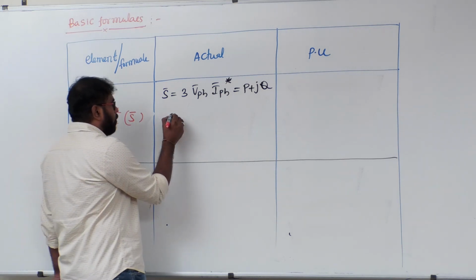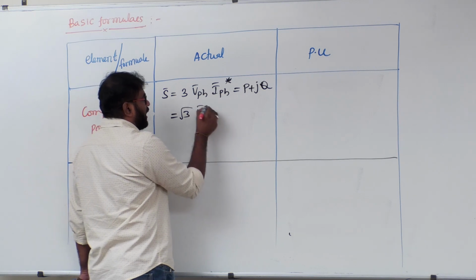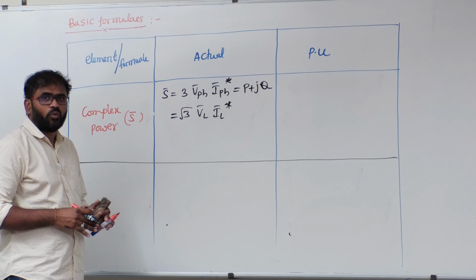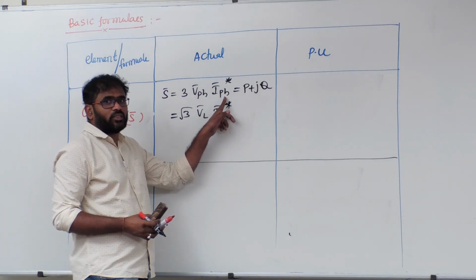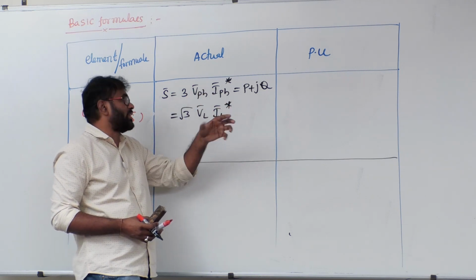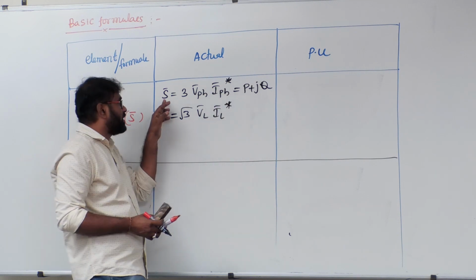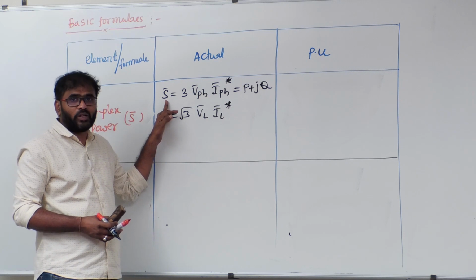Okay. Now, shall I write like this? Root 3 VL IL conjugate. Is this valid? No, this is a blunder. Why? Because if I write V phase I phase conjugate, then for the complex power we get a magnitude and phase angle. The phase angle represents the angle between phase voltage and phase current. That is correct, because the phase angle of the complex power should be the power factor angle. We discussed this point clearly.